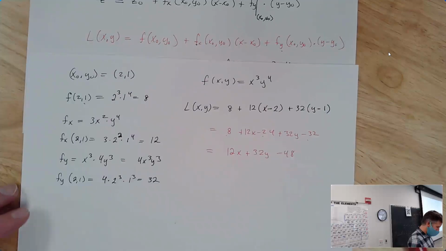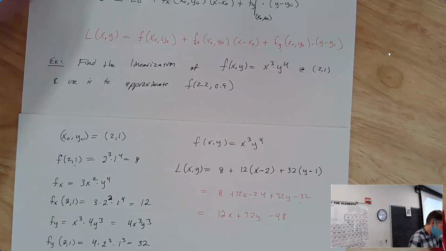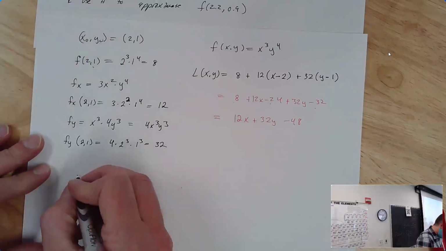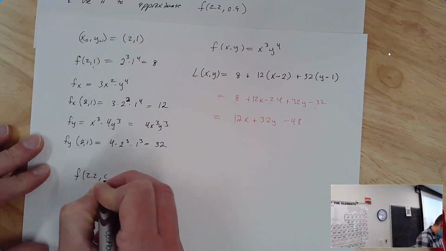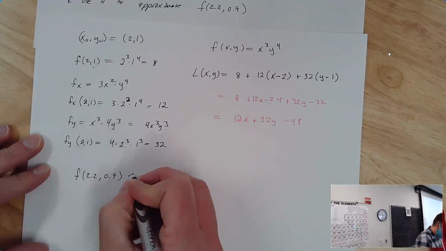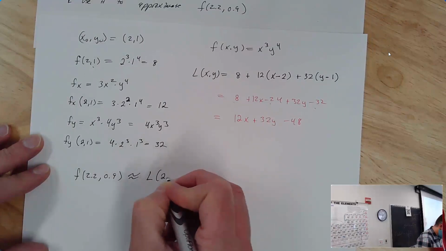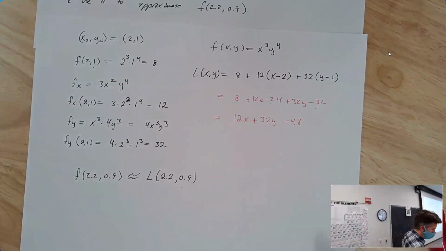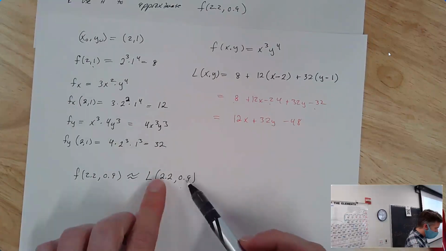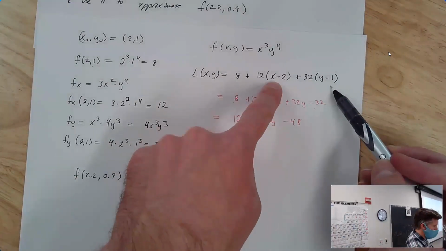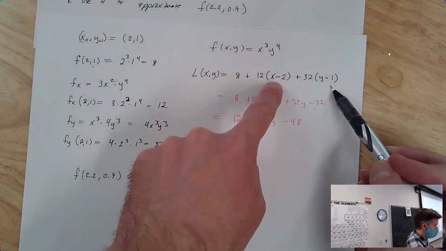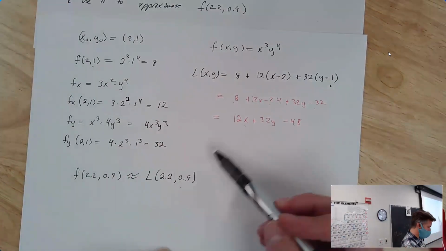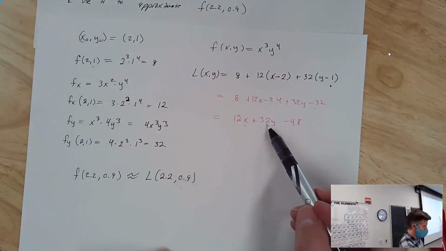Because we get asked to approximate f of 2.2, 0.9. So f of 2.2, 0.9, we're going to approximate with the linearization. And now, in my opinion, and I kind of hope your opinion too, it's much easier to plug those values into this equation where things kind of simplify down pretty nicely versus plugging in there. I'd rather not figure out what 12 times 2.2 is or 32 times 0.9 is.